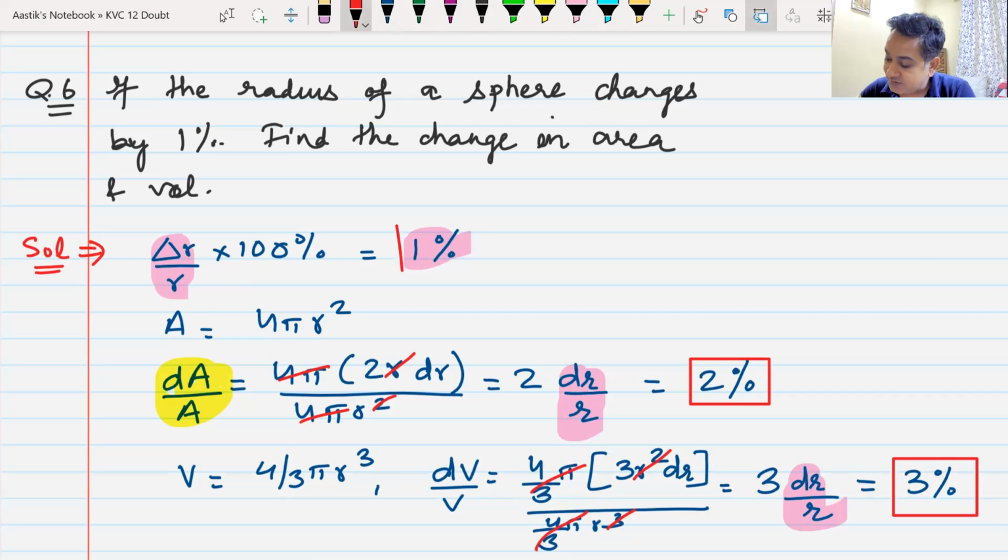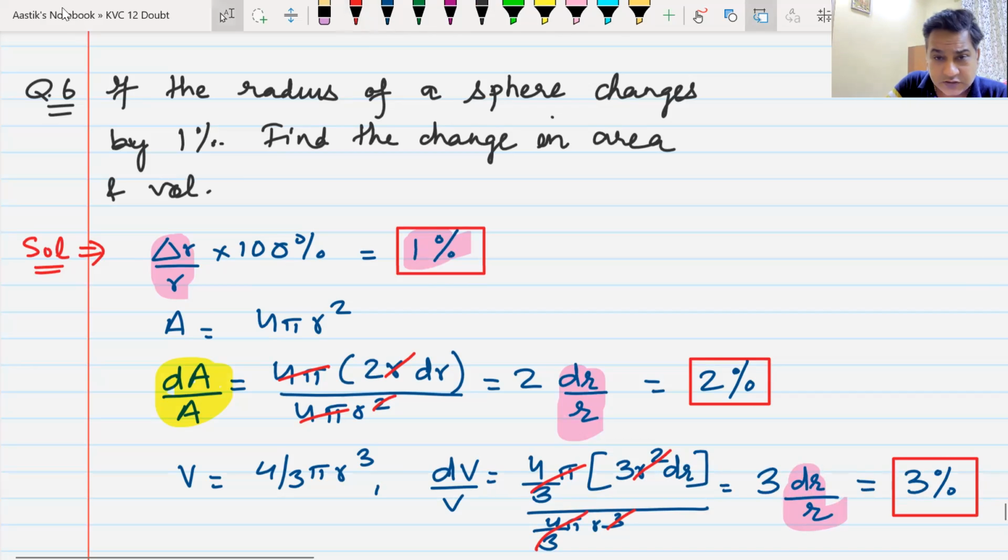So you might treat this as a question of errors in measurement. You might treat it as a question of derivatives. You might treat it as a question of thermal expansion. All roads lead to Rome. Do we understand this, everyone? Can I have raised hands from everyone that we have understood this? Everyone in the class? Okay.